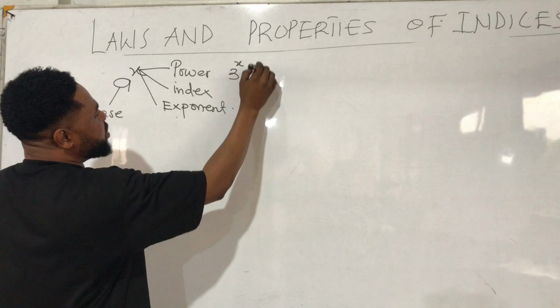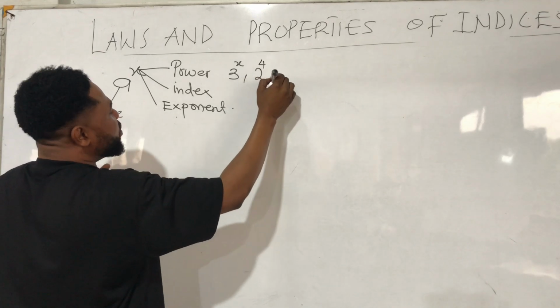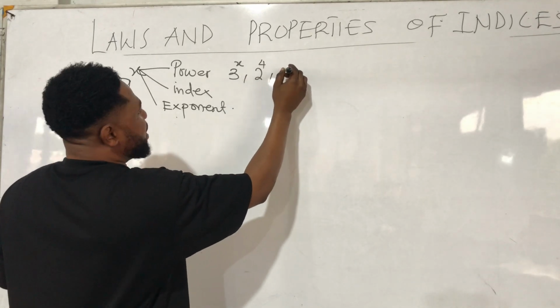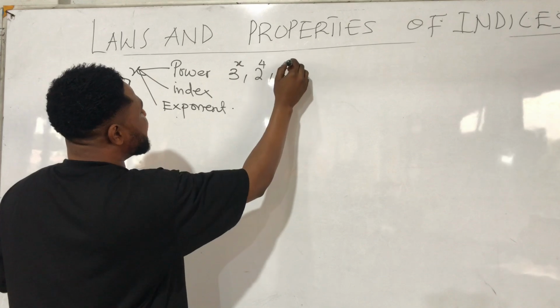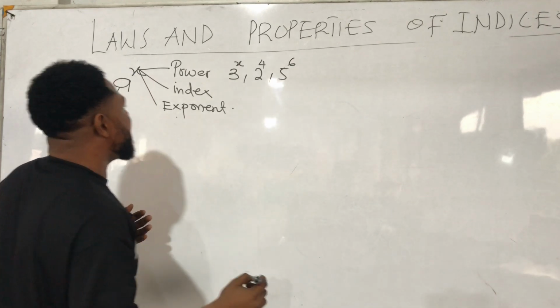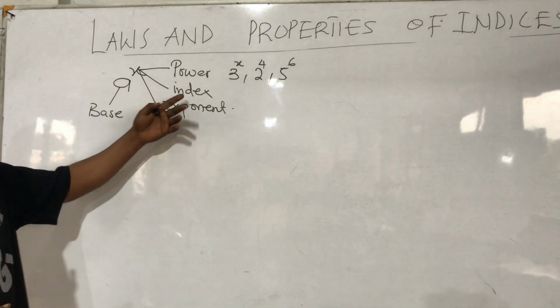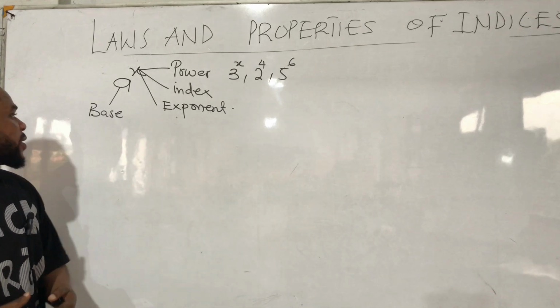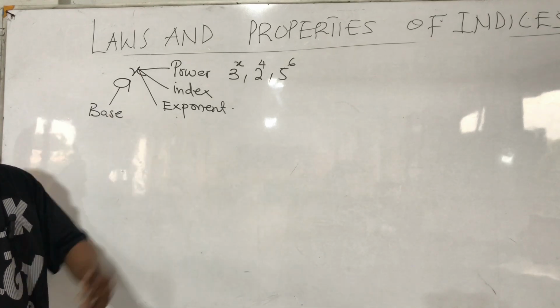So examples are we can say 3 exponent x. We can say 2 raised to the power 4. We can say 5 index 6. All right. And the plural form of index is called indices, as we can have on the board.